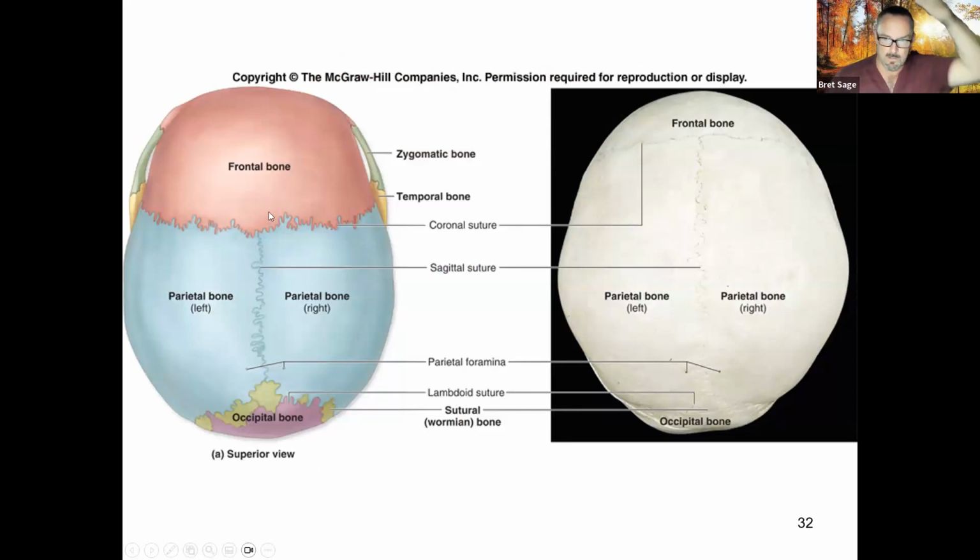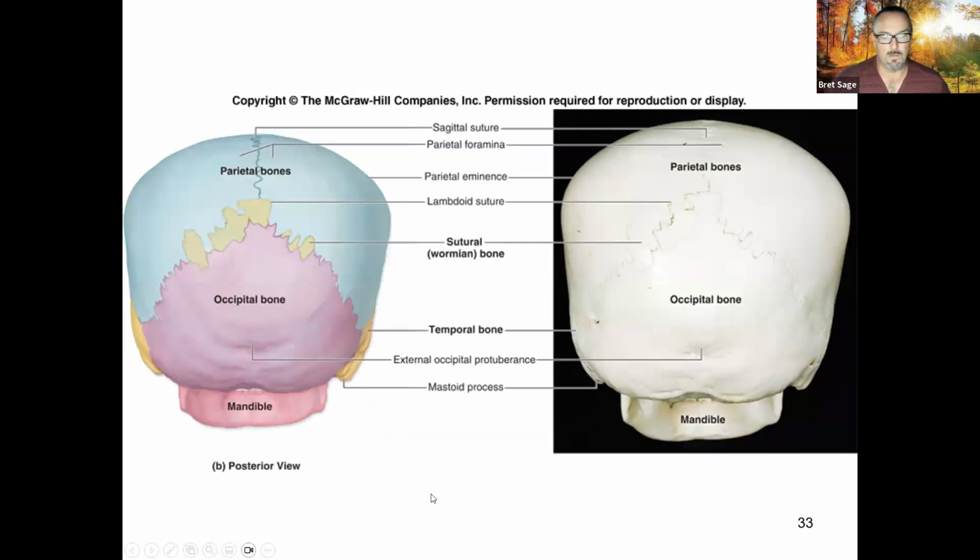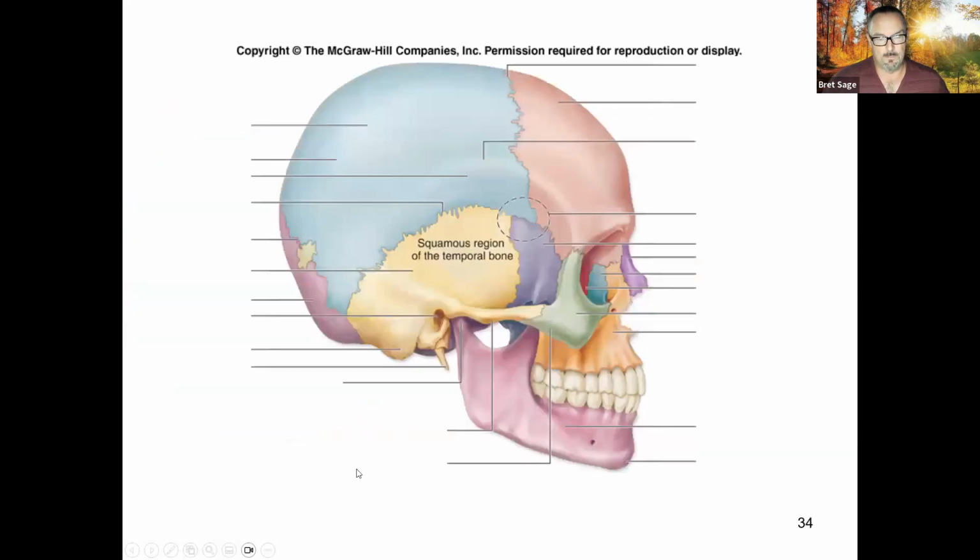So it's called coronal suture because it goes through the coronal plane. This is called the sagittal suture because the sagittal plane is in the center, or at least separating left from right. And the lambdoid suture is named after the Greek letter lambda, which is an upside down one. You can see these sutural or wormian bones in this individual. Some people have more, some people have less. There's the posterior view of the skull, showing you the sutures and the wormian bones and the different bones.